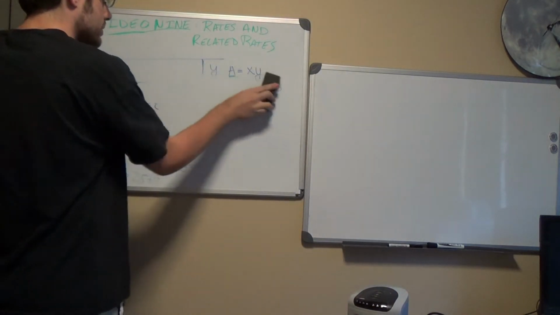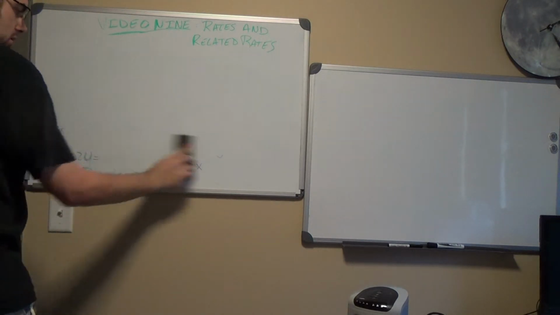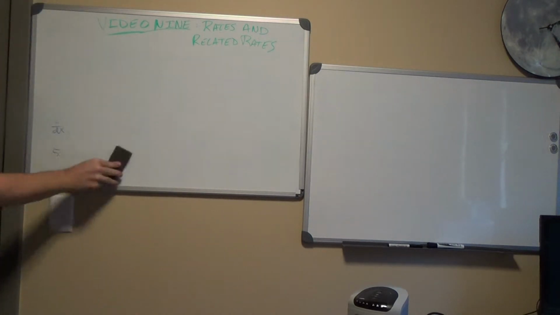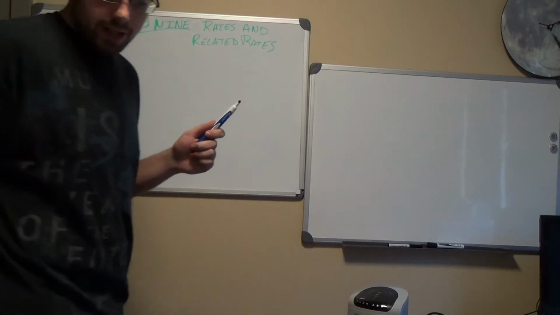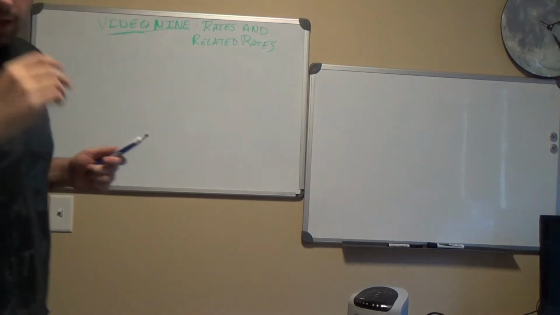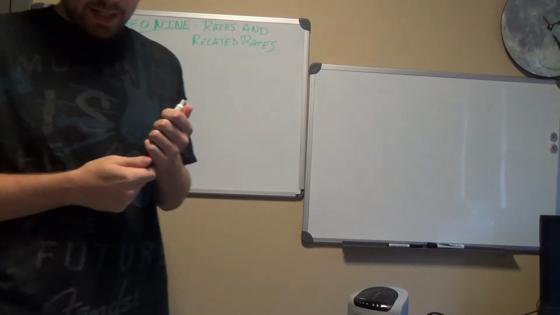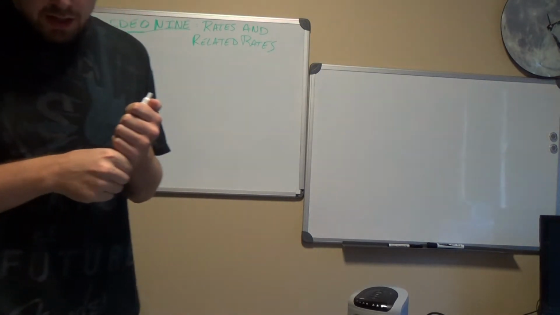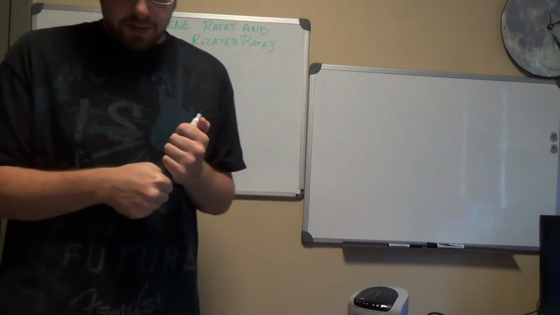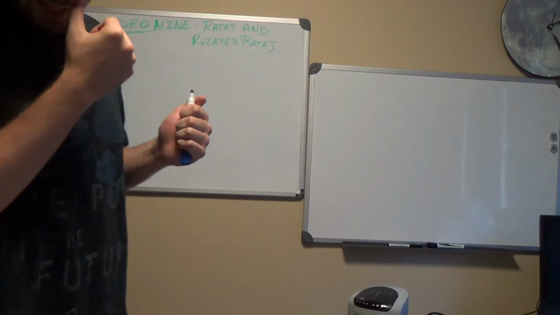So now we are going to look at rates and related rates. The first problem is that a spherical snowball is melting. Its radius decreases at a constant rate of 2 centimeters per minute from an initial value of 70 centimeters. How fast is the volume decreasing half an hour later?